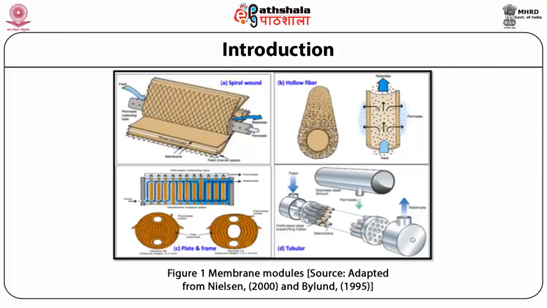In figure B, this is the hollow fiber, which is simpler. We have a number of tubes, or hollow fibers, of this membrane. From one side we send the feed, and on the other side we get the retentate, rejected on the basis of the pore size of this membrane, and the permeate will come out.